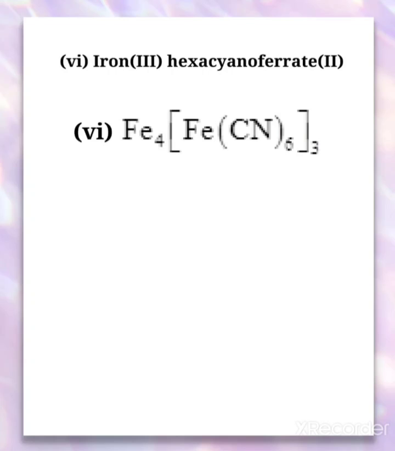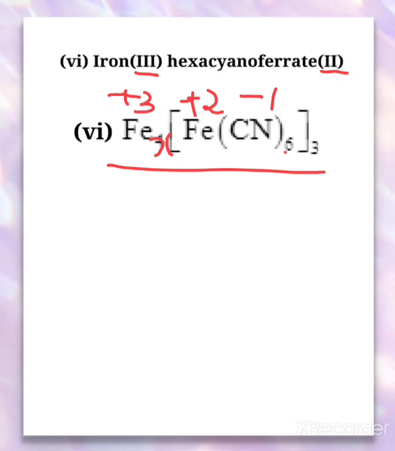So better we keep this as X, that is, the number of counter ions will be X, and the oxidation state of iron, given in the question, is 3. So plus 3 is the oxidation state of the iron, that is the counter ion here. And what about the oxidation state of the central metal ion, that is also Fe, that is actually plus 2. And what about CN? We know its individual oxidation state, that is the charge, is minus 1, and it is 6 times as given in the question. So the overall charge here is equal to 0.